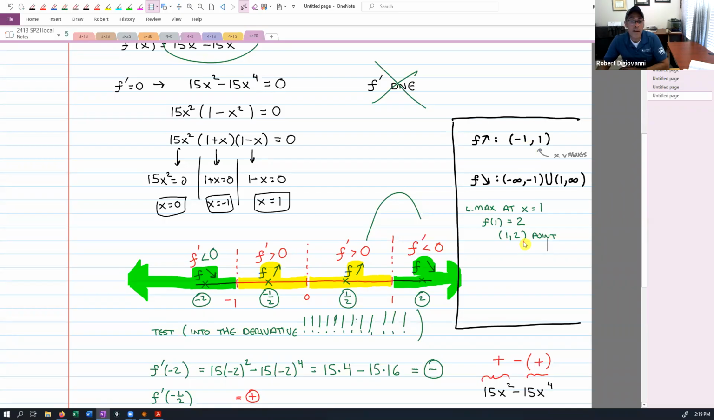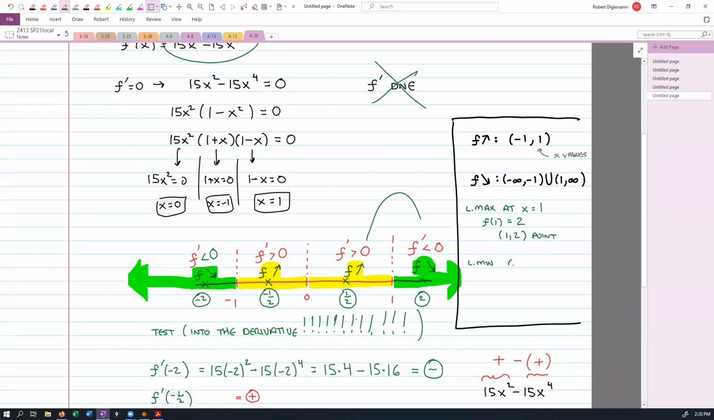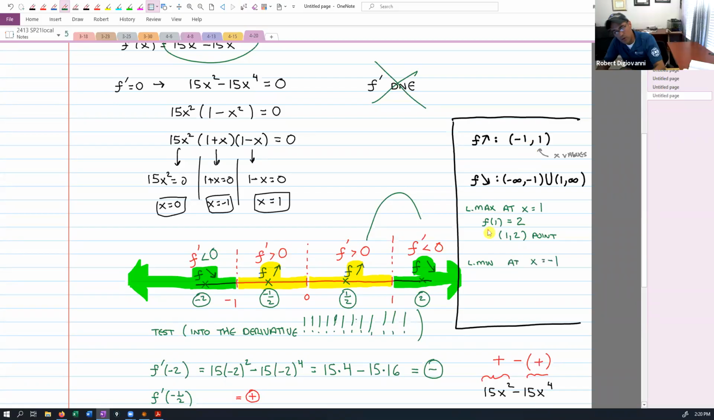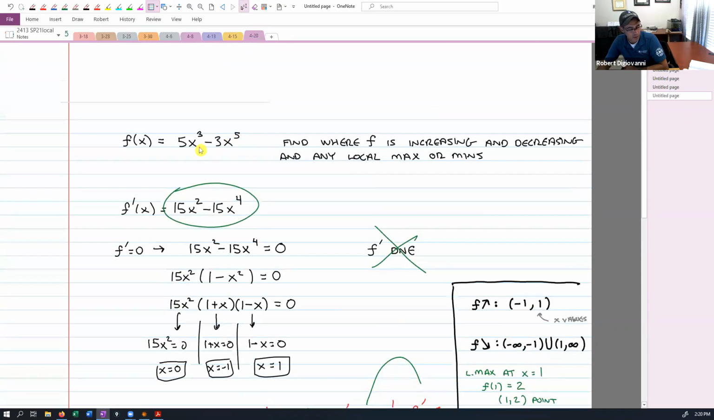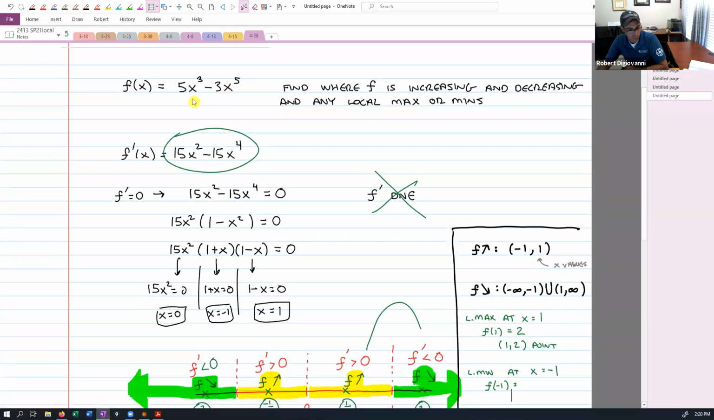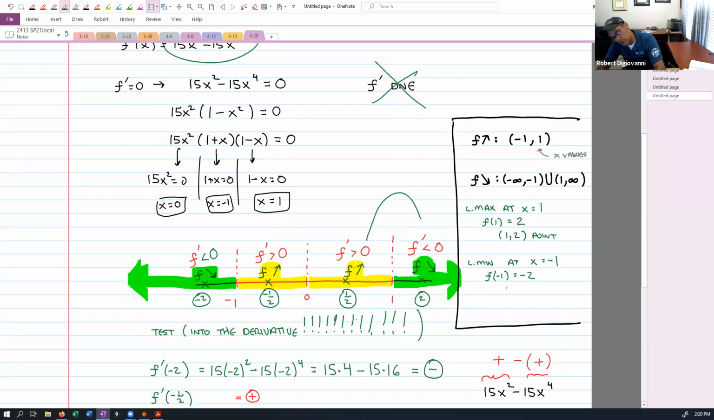Do we have any local minimums? So now we're looking for down and up. Do we have any? That'd be at x equals -1, right? Because we're going to go down and then we're going to go up. So if I plug -1 into the function, what do we get? -1, we'll get -5, and then we'll get +3. So we'll get -2. So (-1, -2) is a point on the graph.